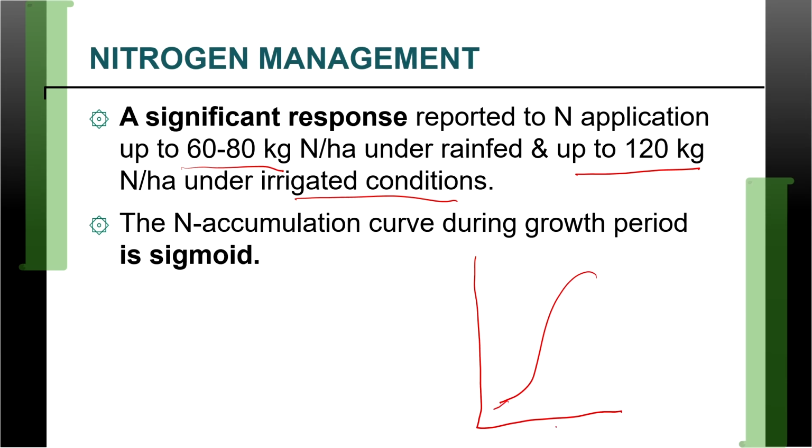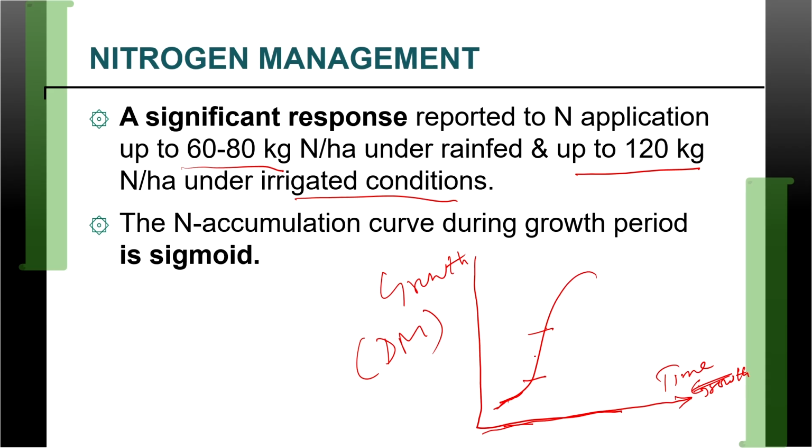The initial is, for example, the growth. On the x-axis you can have the time, and on the y-axis you can have the growth in terms of dry matter or other variables. So you can see initially with time the growth is very slow, and then from this point to this point, growth is very fast. It is increasing at an increasing rate, and then it is increasing but at a decreasing rate. So this is your sigmoid curve.